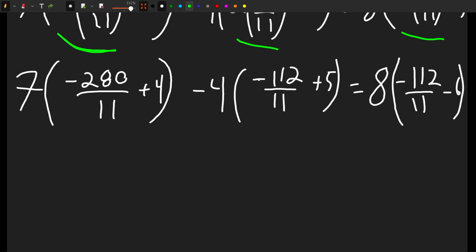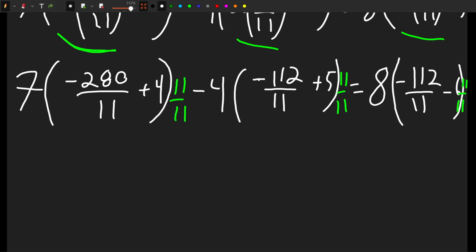So what I'm going to do is multiply 4 by 11 over 11, multiply 5 here by 11 over 11, and multiply the 6 here by 11 over 11. Since 11 over 11 is just 1, I'm technically not changing anything.